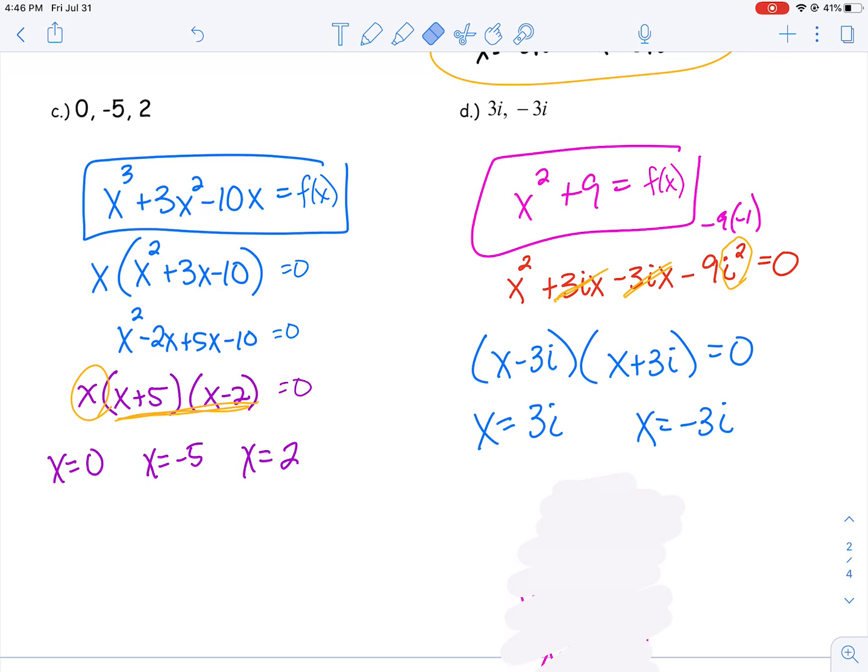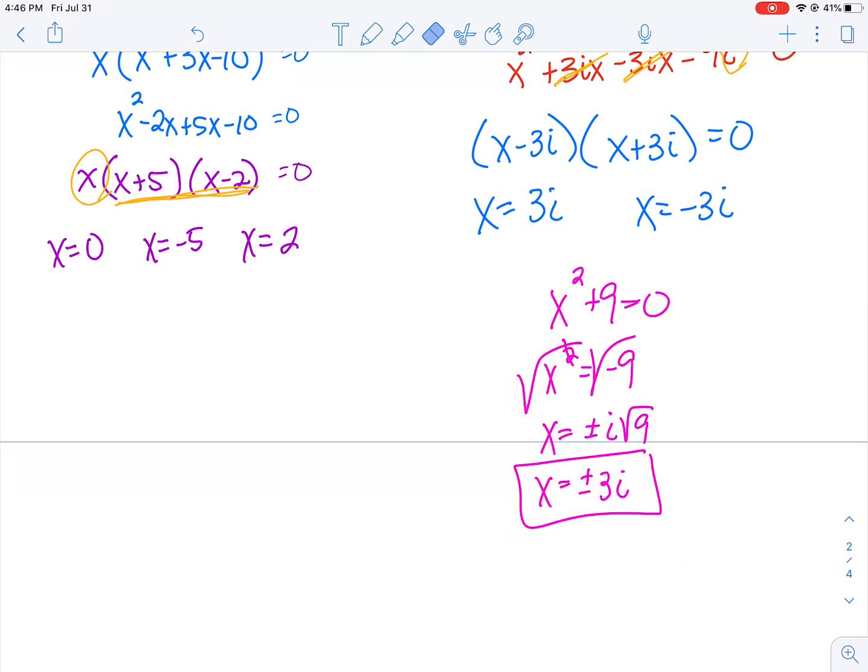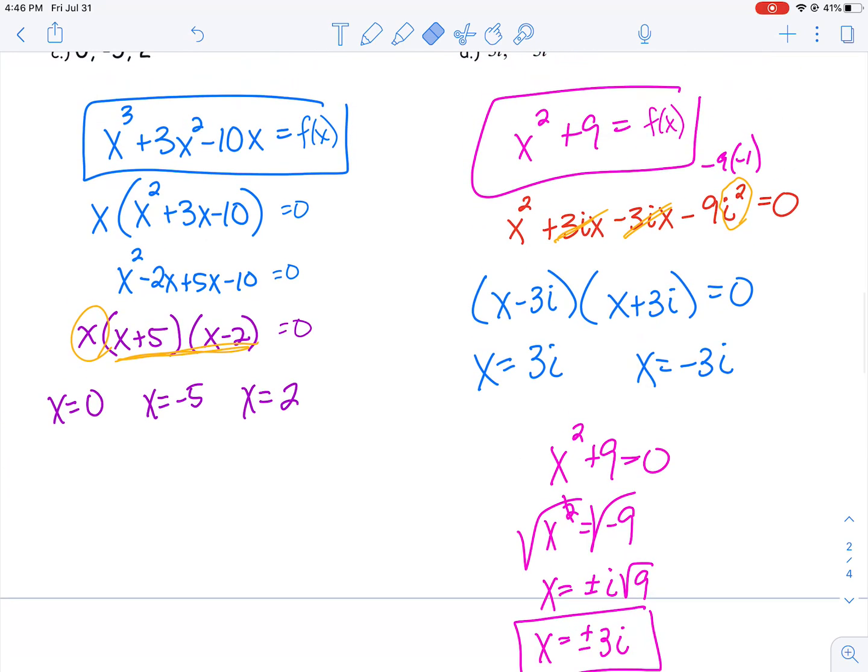Again, if you're not sure, try it. Take that x squared plus 9, set it equal to 0, and solve. I can subtract 9 from both sides. I can square root. I end up with a negative underneath my square root, which is an imaginary number, and the square root of 9 is 3, making sure I add my plus or minus sign as soon as I square root. I end up getting x equals plus or minus 3i, which are the two solutions we said we're supposed to have, right? So the equation it came from was x squared plus 9.